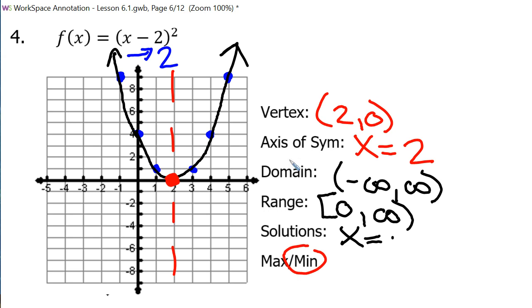Okay, on the back. Hey, what's going on? Will the solutions always be the same as the axis of symmetry? No, not always. That's only if the vertex is on the x-axis.